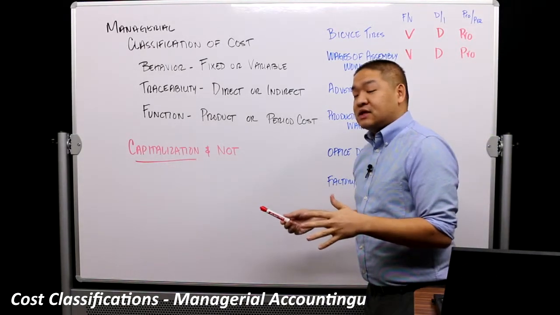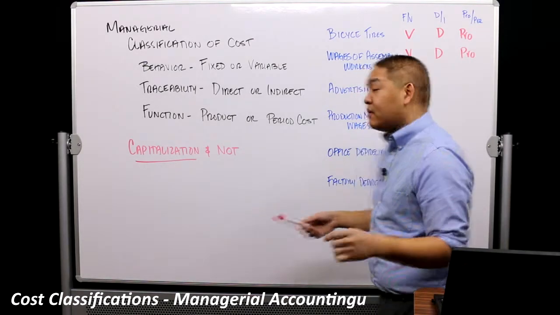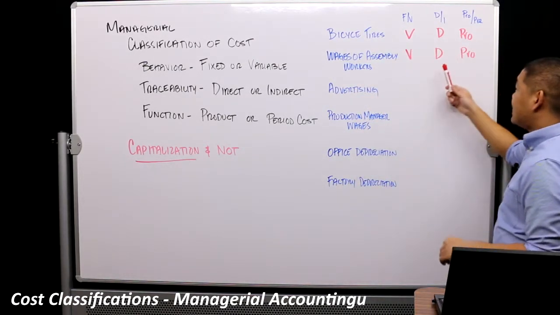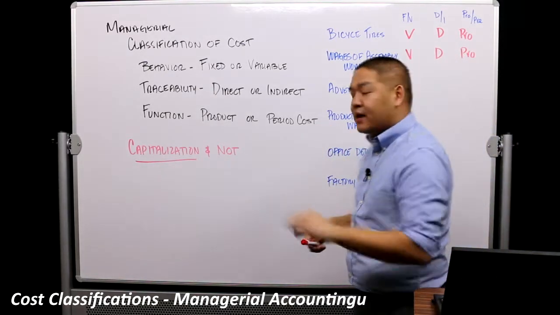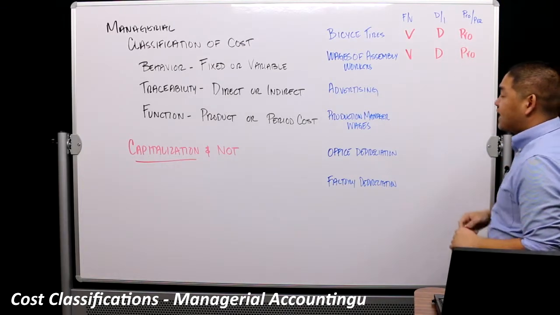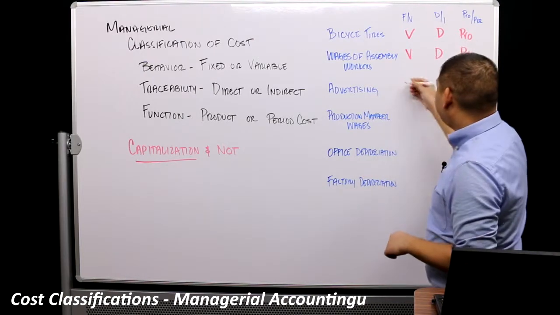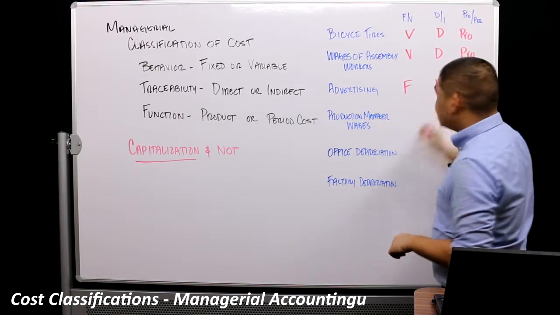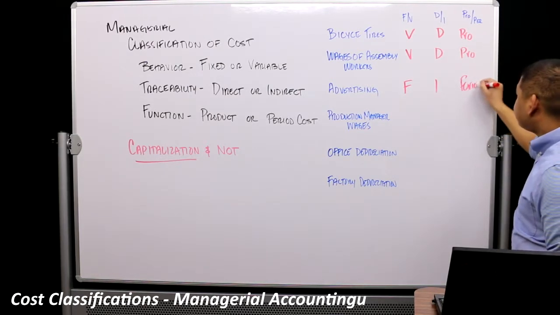But if we produce 10 bikes, we are going to need, let's say, 10 hours of labor. So variable in nature. It's a direct cost because that cost is directly associated with the production of the bike. And because it's directly associated, it becomes a product cost. All right, advertising. We talked about this a bit, but it's fixed in nature. It's an indirect cost, and it's also a period cost.